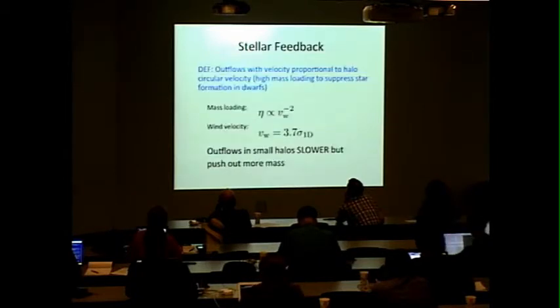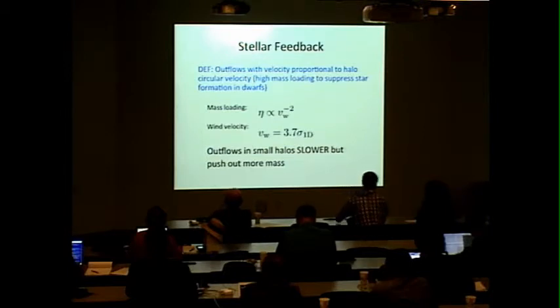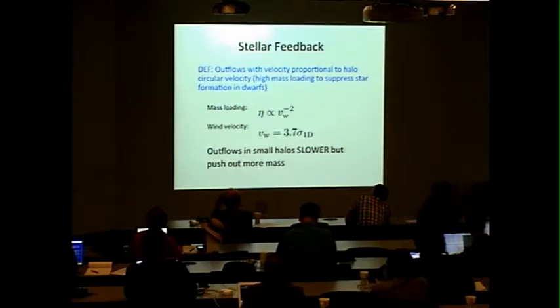The second thing that's going to be important is the way that the stellar feedback is implemented, so the way the energy from star formation back-reacts on the gas. This is the detailed model that we've been using. I'm just going to go through it a little bit in case some people are not familiar with it. So the way this works is that each star will drive outflows. The outflows will have a velocity proportional to the circular velocity of the halo in which they find themselves. This is designed to produce a high mass loading in very small halos, and so the star formation gets suppressed more, and so we can better match the stellar mass function at the low end.